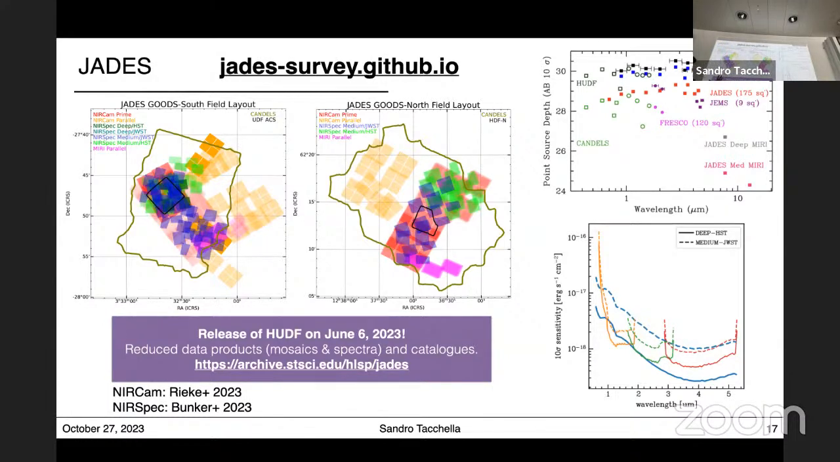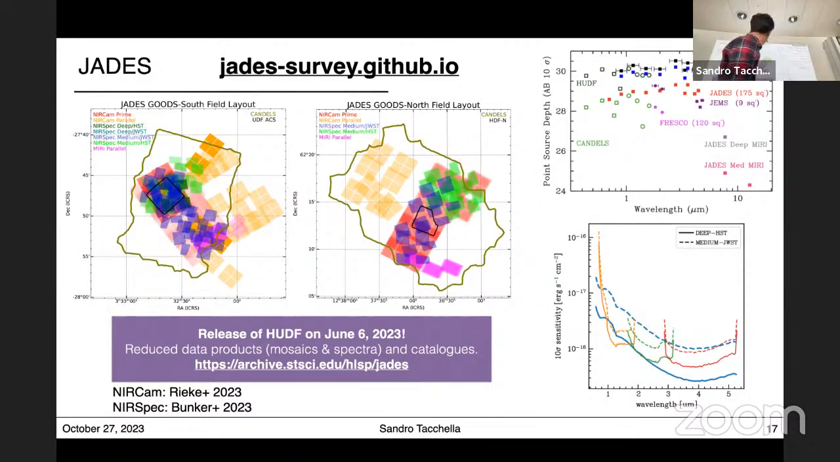But the idea is to really invest these 800 hours and optimize the time to get, basically, first the imaging, and then get spectroscopy slightly offset and in parallel, and then move things around and get spectroscopy for the thing that we had imaging of before.